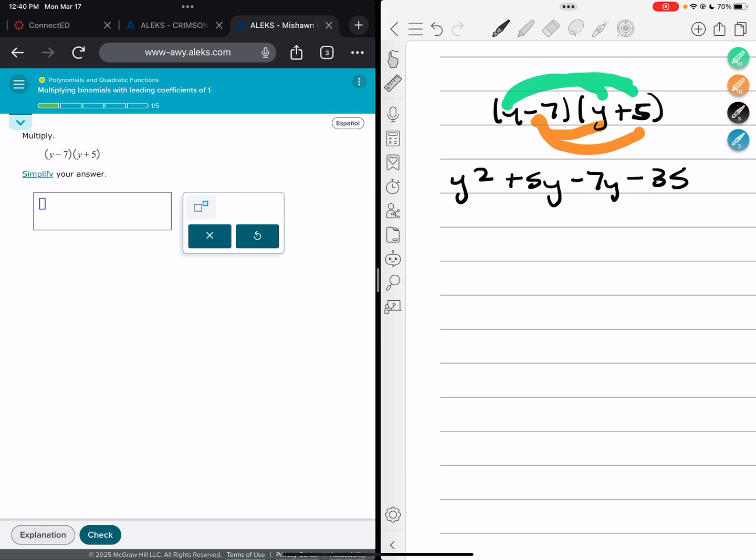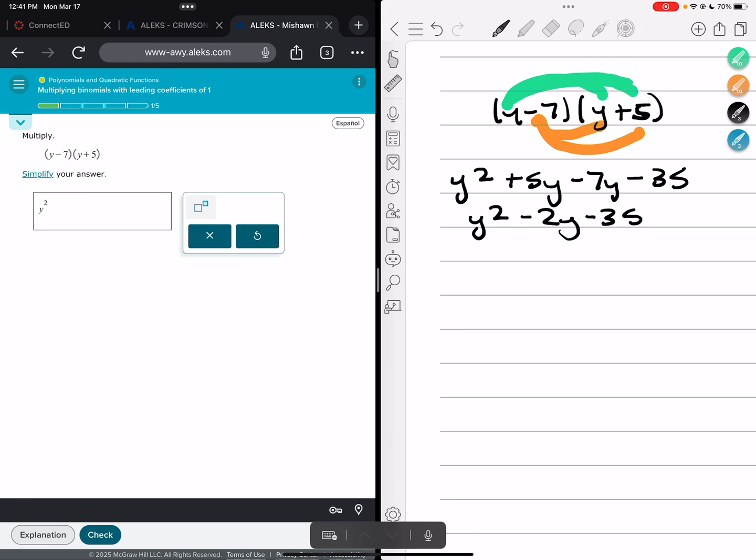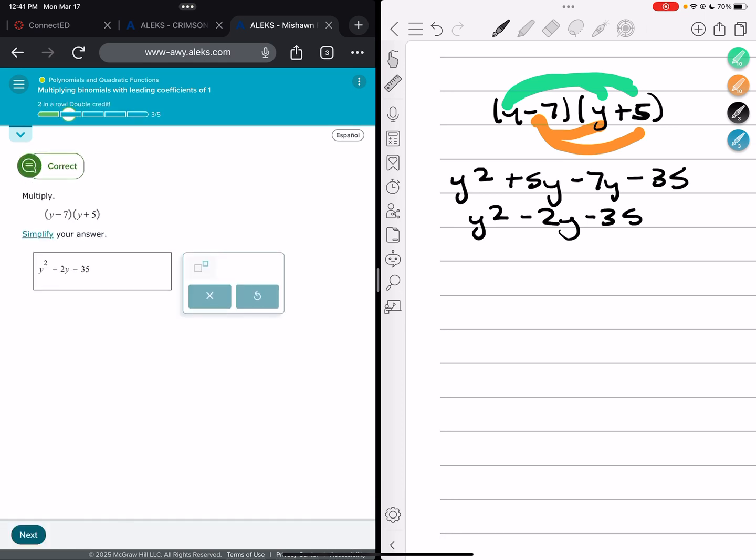So from here, I keep my y squared the same. I combine like terms, so 5 minus 7 is negative 2 with the y, and bring down the negative 35. So I have y squared minus 2y minus 35, which we can check.